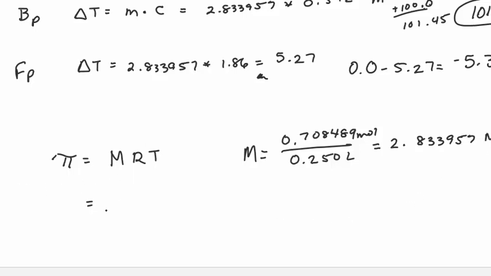My R value, that is my universal gas constant, 0.08206 liters atmospheres per mole Kelvin, times the temperature, 298 Kelvin. Remember, if you weren't given a temperature, you were told to assume 298. So when I multiply all of this together, I get a value of 69.3. The units for that are atmospheres.